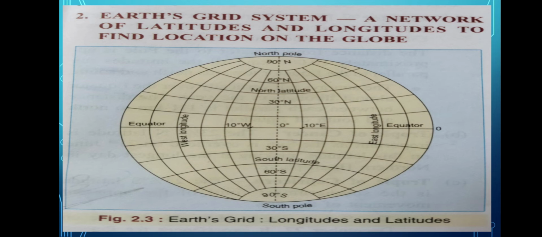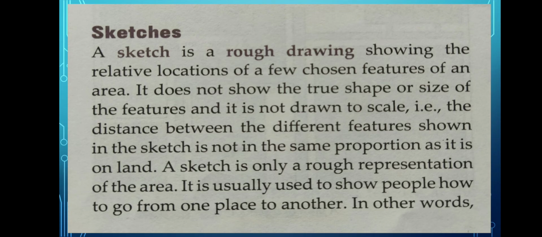So they are using this thing to find out the exact location on the globe. And coming to the sketch, or we can say a rough sketch. When we talk about a sketch, a sketch is a rough drawing mainly based on memory and not to a scale. So here we are not going to use any kind of scale.